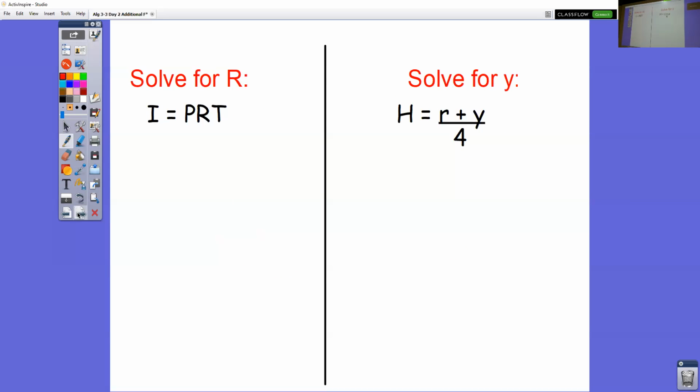Go ahead and try this first one on your own, please. Solve for R. Solve for R on your own, please.